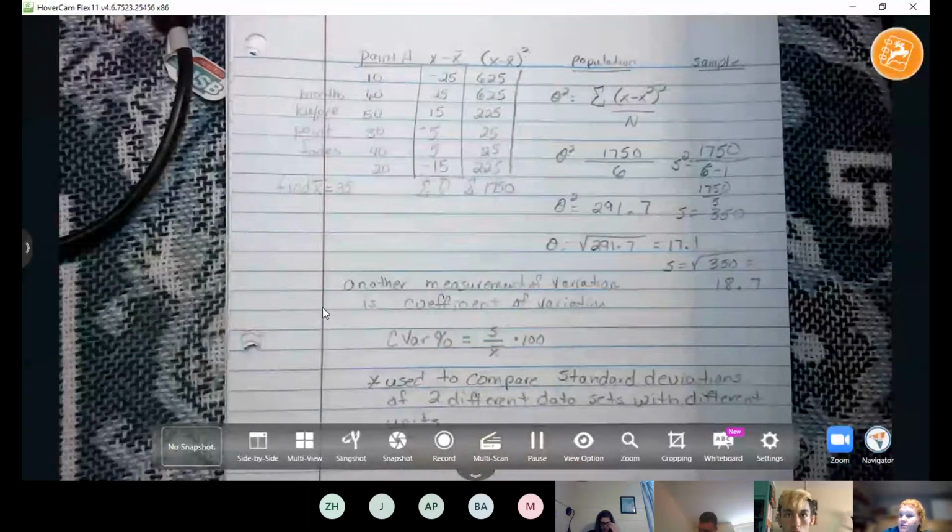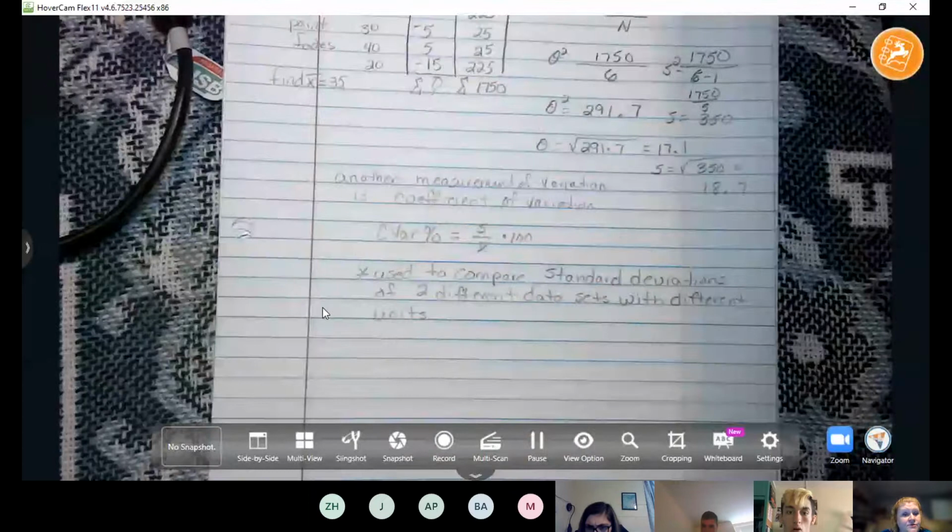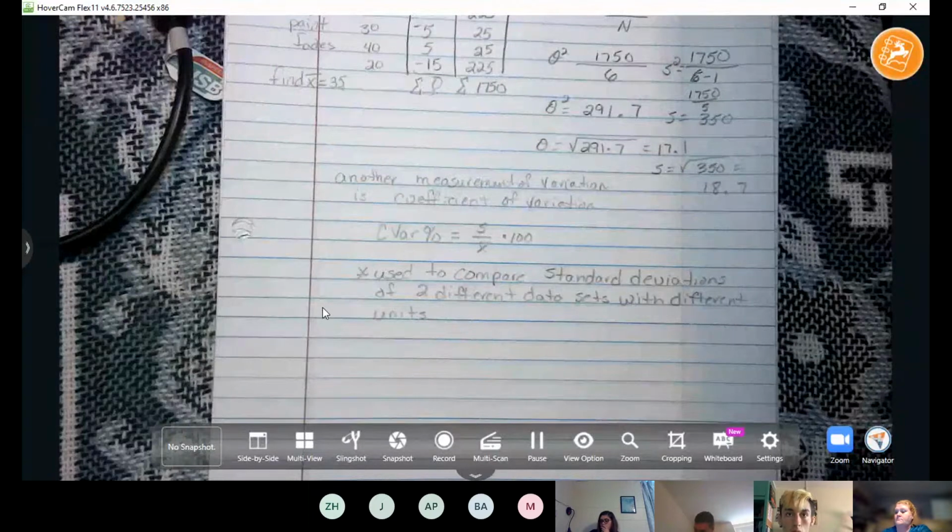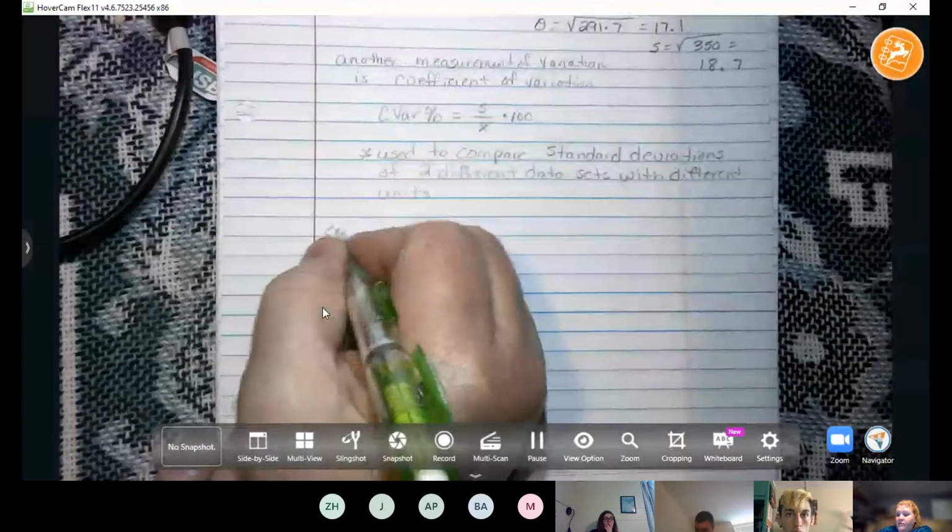And the reason you would use this particular measurement is that you have two different data sets and you want to compare those standard deviations, and the units are different. So let's look at an example of when this might be helpful.